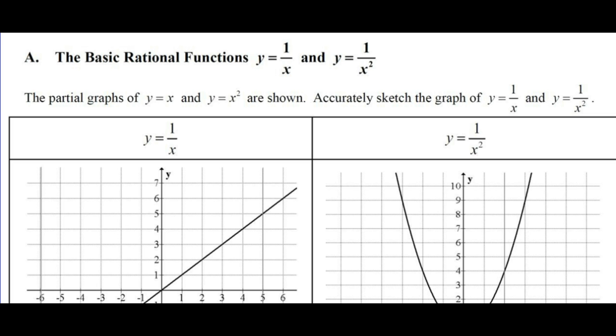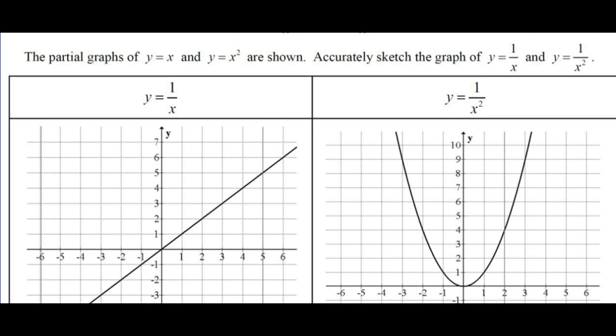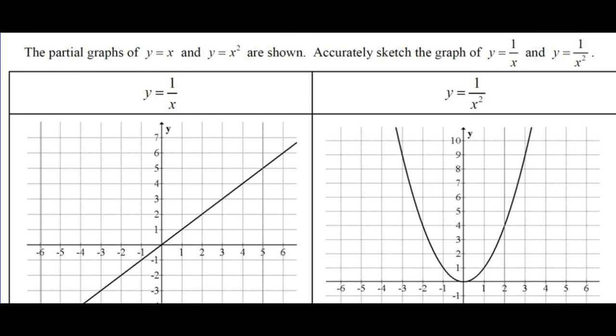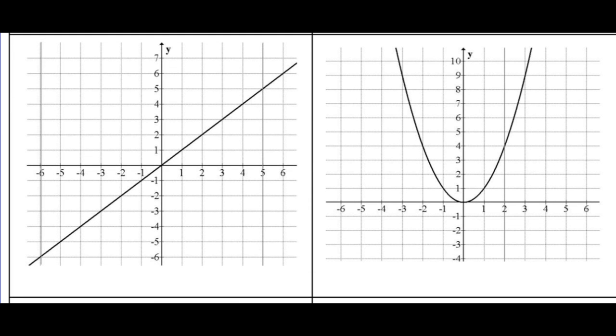The basic rational. Everything starts as a basic function. In 20-1, it was the basic quadratic, and then we did stuff to it. We knew what the basic quadratic looked like, so we have to get an idea of what a basic rational function looks like. We're going to do that with 1 over x and 1 over x squared. The partial graphs of y equals x and y equals x squared are shown. Accurately sketch the graph of 1 over x and 1 over x squared. We're just going to use the methodology we used in 20-1 of how to sketch a rational function.